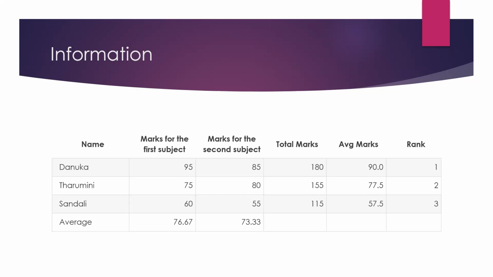If you focus on the subject marks, what can you tell about subject marks? Dulina? Tanuka has got the highest marks. Exactly. But when it comes to individual subjects, what do you think about the subjects? The first subject is easier. Yes, exactly. We can say the first subject is easier than the second subject. So you see that you can make observations. We can make decisions based on this. Because of this, this is considered as information.